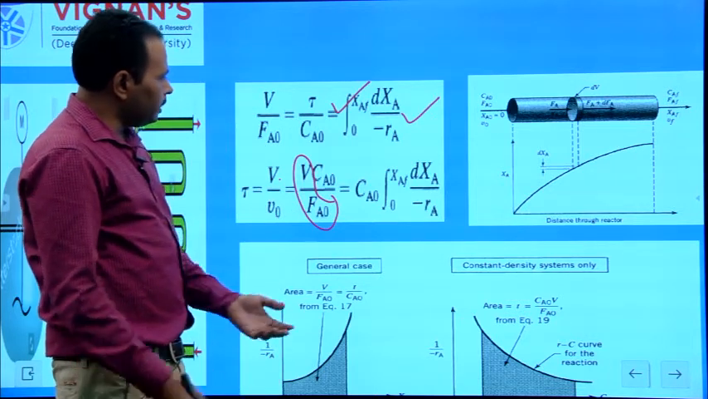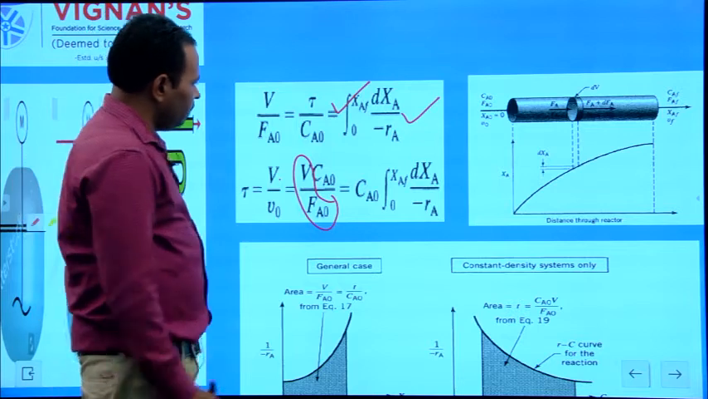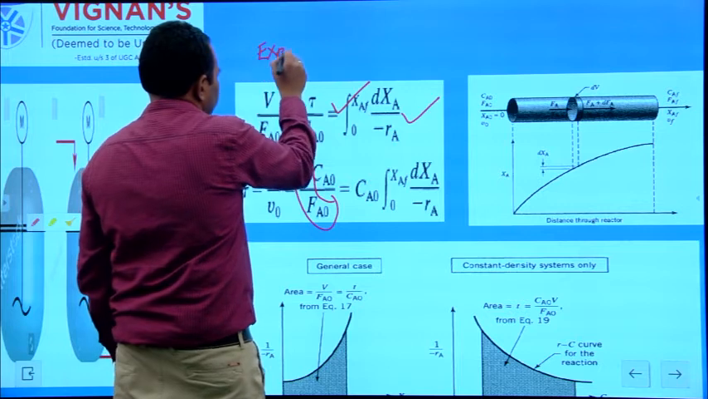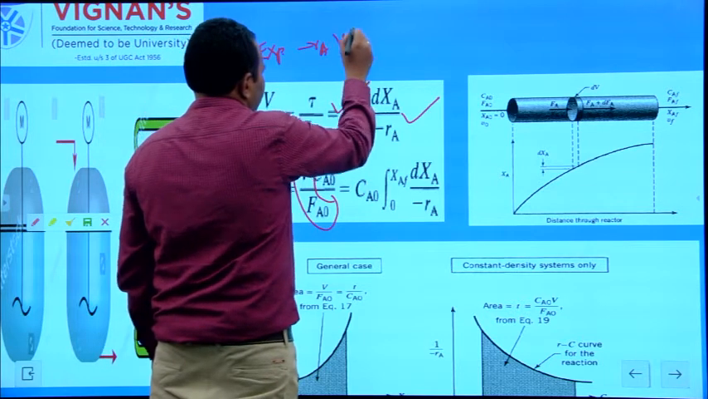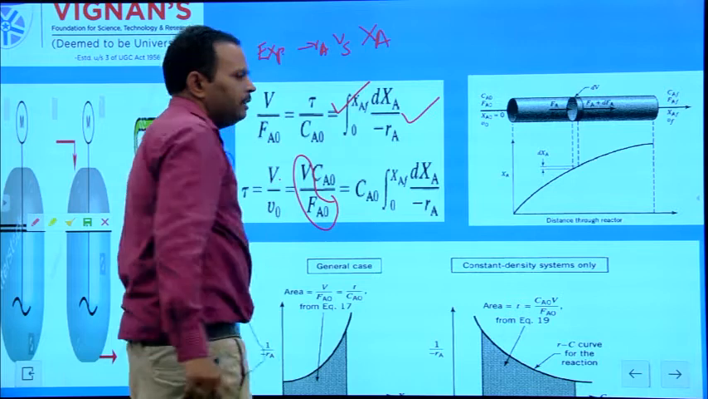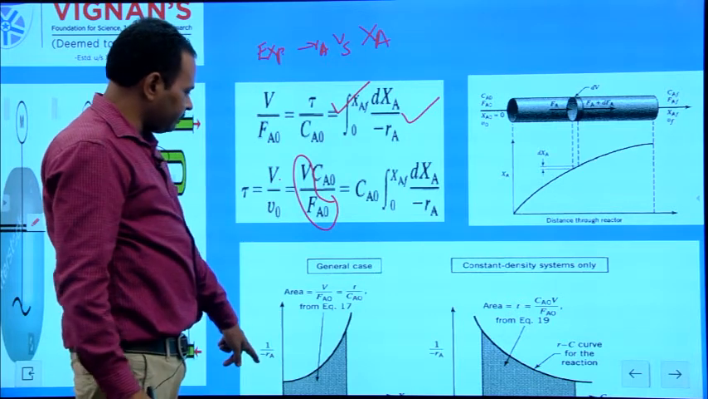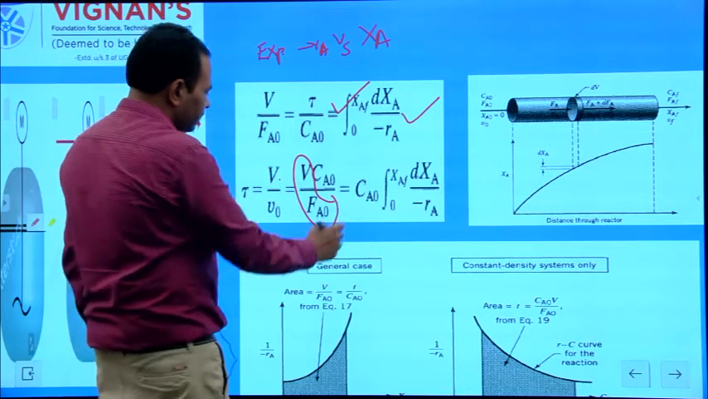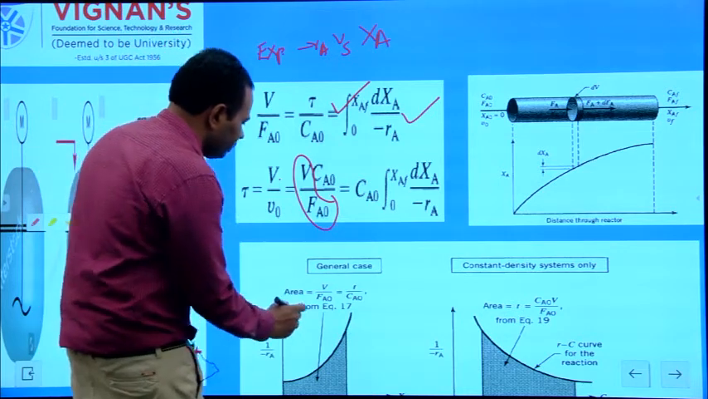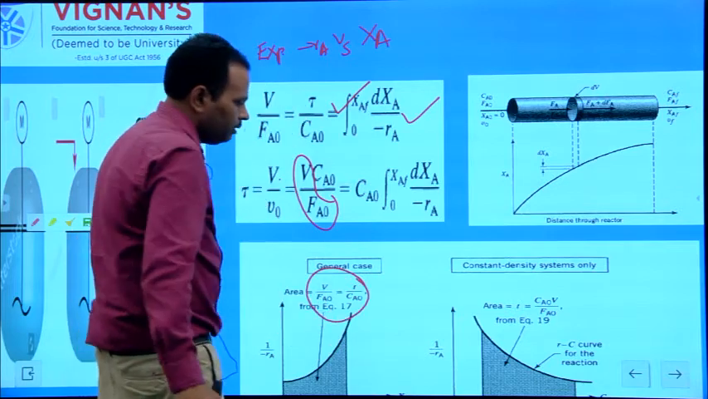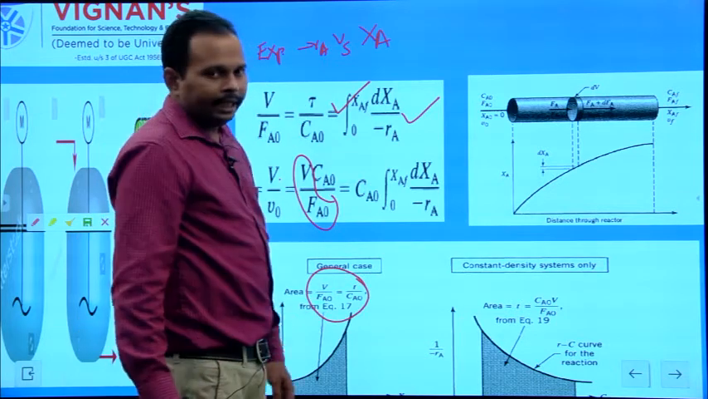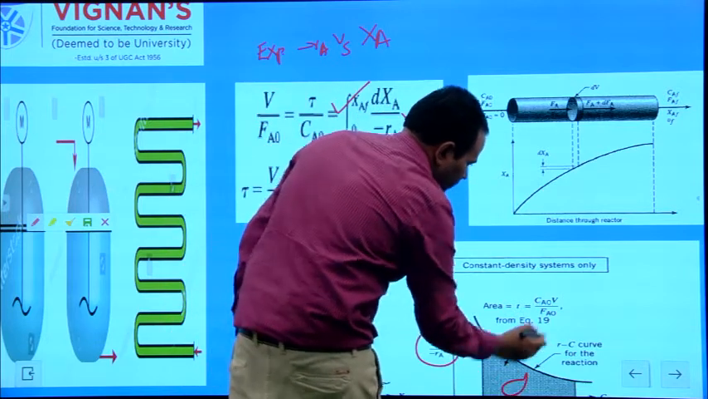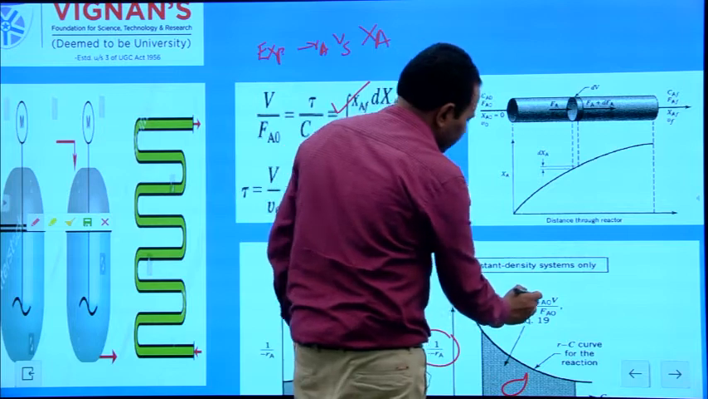Again similar to the earlier one, you can plot the graph. If you have the experimental data of minus RA versus XA, you can plot the graph to find the right hand side integral. Take 1 by minus RA on the y axis and XA on the x axis. So the area under the curve gives what? V by FA naught or tau by CA naught. Here also you can convert this to concentration units. So you can plot the graph and obtain the tau value, that is the area under the curve.